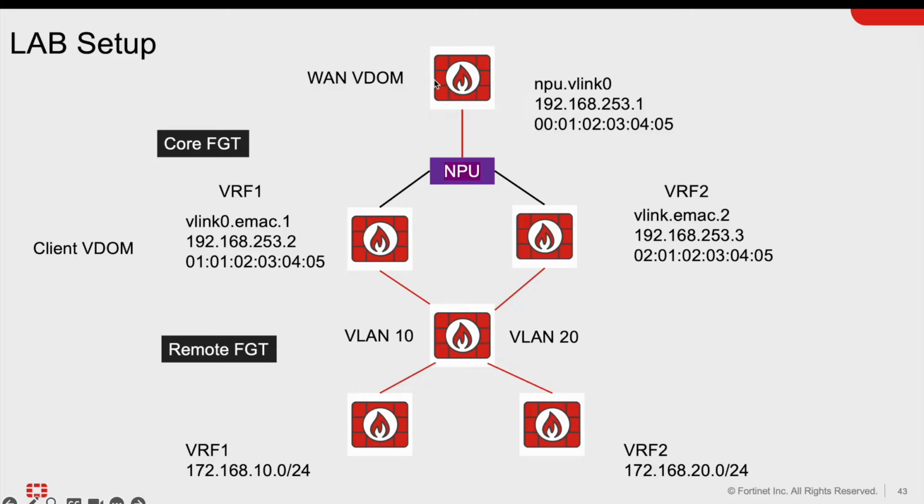I've got my northbound interface here. The northbound interface owns the primary subnet and the primary MAC address, and then the subtended EMACs are assigned to each individual VRF, where they have their own IP address and their own MAC address.